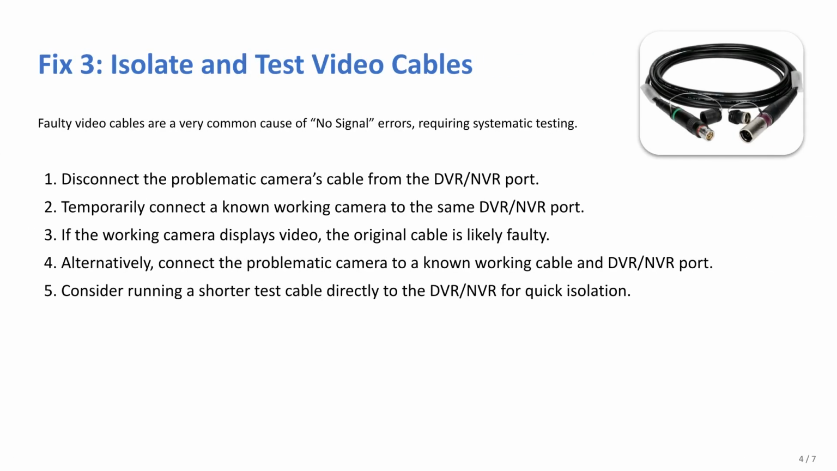If the issue persists, you may need to isolate and test your video cables. Disconnect the problematic camera's cable from the DVR or NVR and connect a known working camera to the same port. If that camera works, the original cable is likely faulty. You can also try connecting the problematic camera using a cable you know is functional.